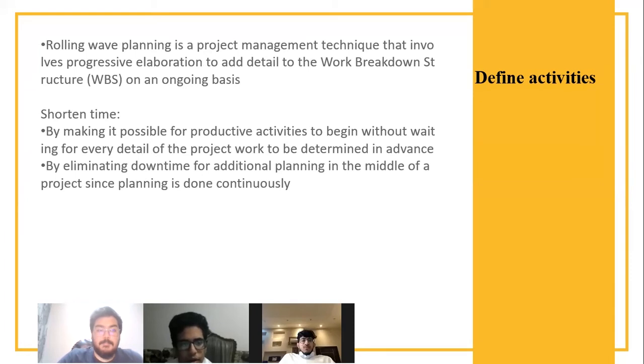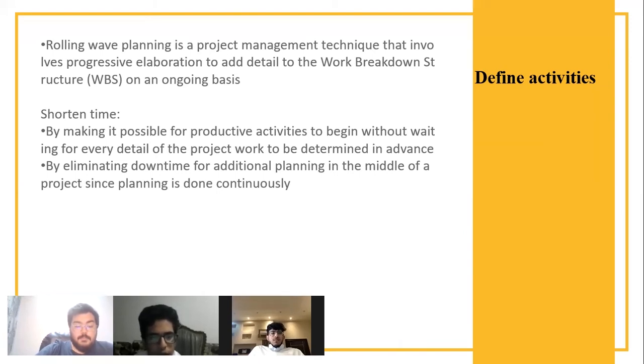Rolling wave planning is a project management technique that involves progressive elaboration to add detail to the work breakdown structure on an ongoing basis. It shortens time by making it possible for productive activities to begin without waiting for every detail of the project work to be determined in advance, by limiting downtime for additional planning in the middle of a project, since the planning is done continuously. Next.